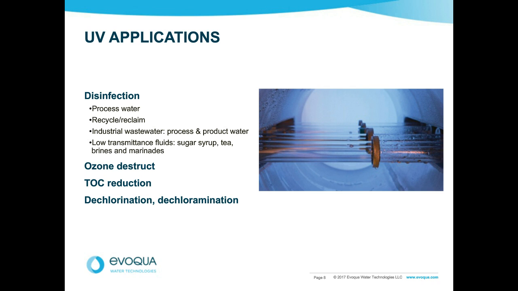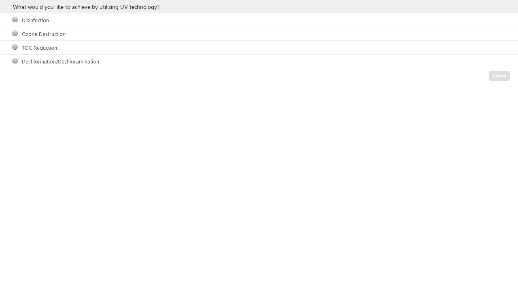For photolysis, we're able to break down ozone, or we can remove total organic carbon from water, or we can remove chlorine or chloramines. So we can remove chemistry or chemicals from the water by using UV light if the system is sized properly and designed properly. So just take a moment, if you would, and consider these. Are your interests principally disinfection, or are you interested in using UV to remove ozone or TOC or to dechlorinate? Just take a moment and let's just see where the consensus is.